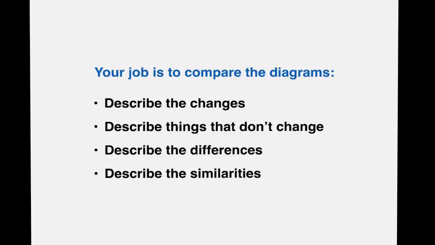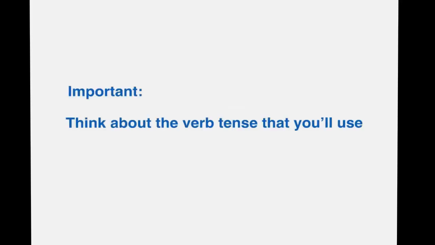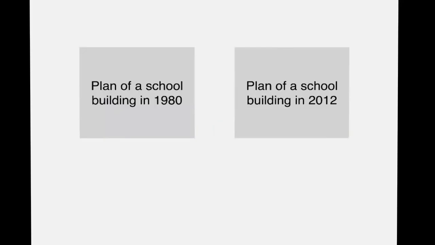Before we do today's question, one important thing to note. Think about the verb tense that you'll use when describing these diagrams. If we go back to my first example, the diagram showing before and after with the school plans, look at the years. We've got 1980 and 2012. So all of this is going to be in the past. So we'll use the past simple.